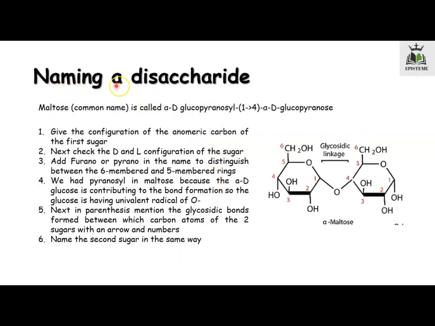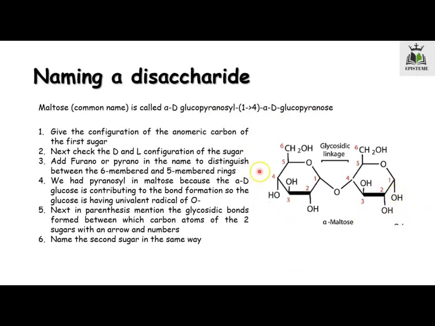Now we will learn how to name a disaccharide. So again we will consider the example of maltose. Maltose is a common name, and its scientific name is alpha-D-glucopyranosyl 1,4-alpha-D-glucopyranose. Now this big name, how can we write this? How can we understand which one to write first and which one to write next? So we consider this structure at first.